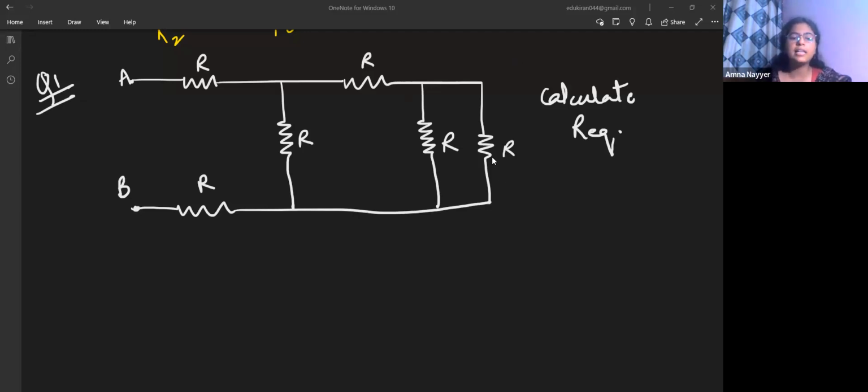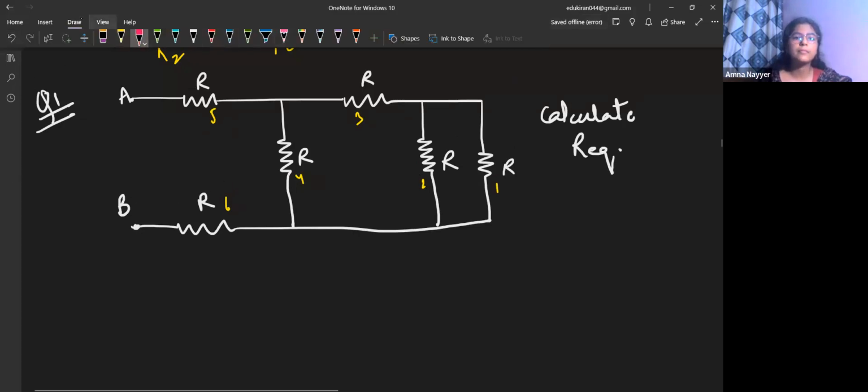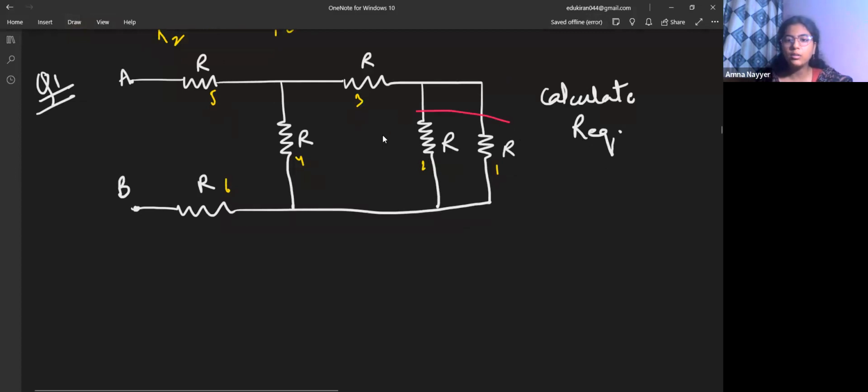See, we'll start with the class. Let me name the registers. This is first, second, third, fourth. This is fifth. This is sixth. 6 registers we are having. Each value is capital R. So see, coming to these registers, you can easily notice here that branching is occurring, right?